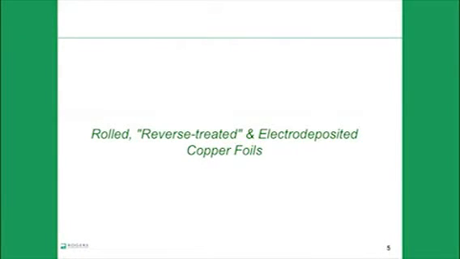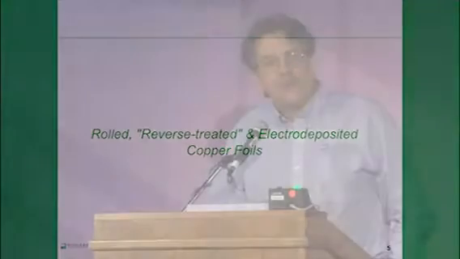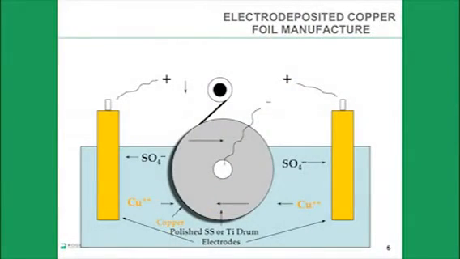Electrodeposited foil, like the name implies, is formed by electrodeposition on a polished rotating stainless steel or titanium drum from a copper sulfate solution. The manufacturer of the foil adjusts the chemistry and current density to control the roughness on the bath side of the foil, while the smooth profile is controlled by the surface of the drum.